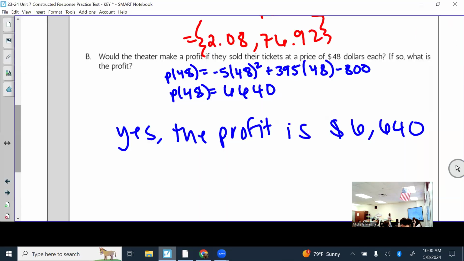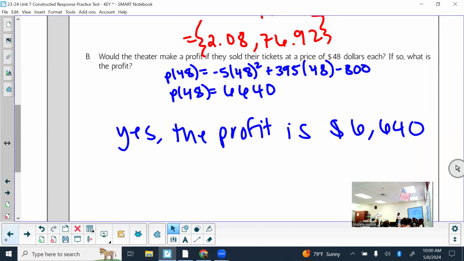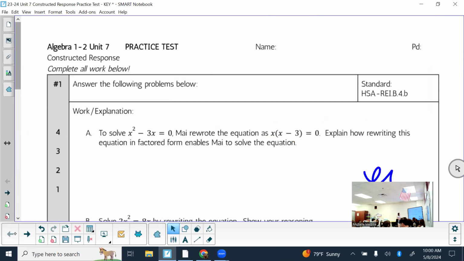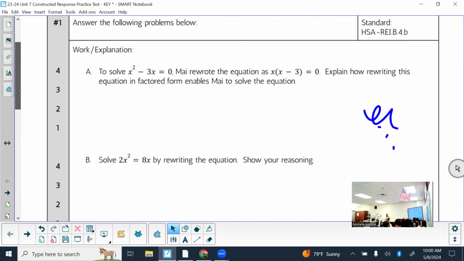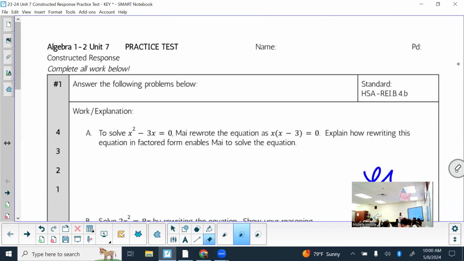Okay, one on the constructed response. We have to solve this equation, x squared minus 3x equals 0. May rewrote the equation as x times the difference of x and 3 equals 0. Explain how rewriting this equation in factor form enables May to solve the equation.